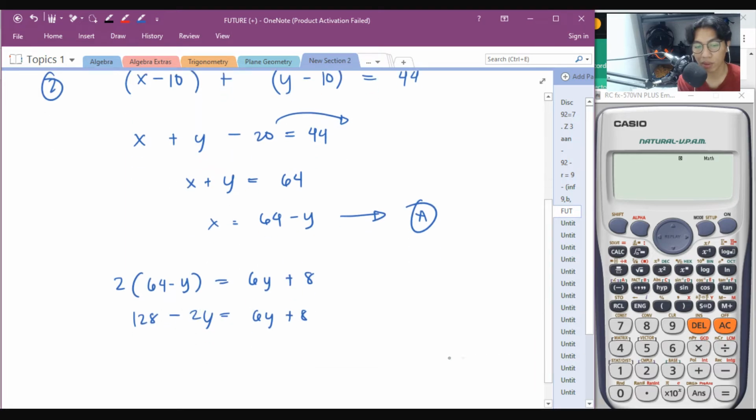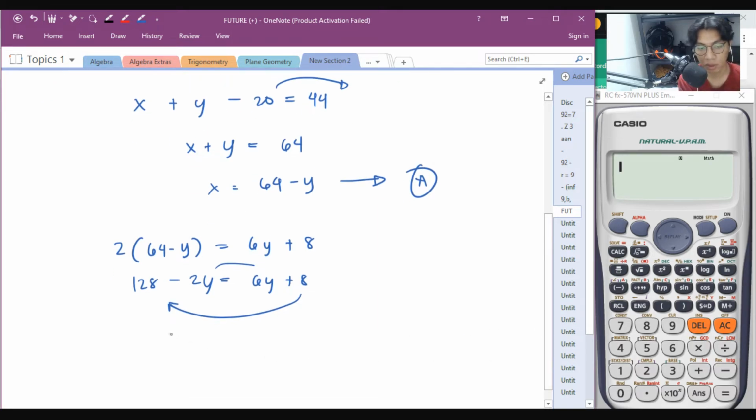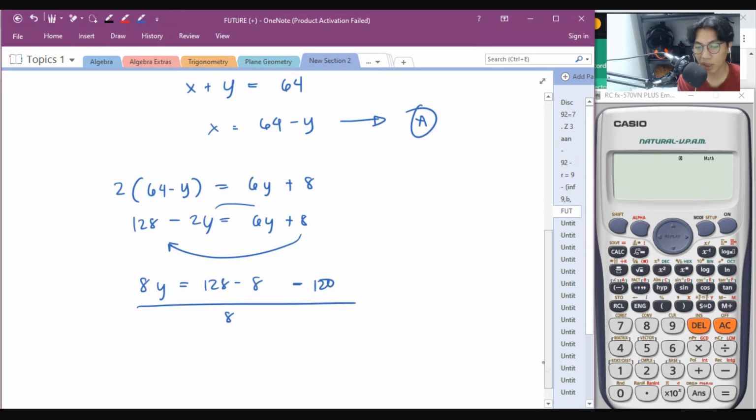Okay. So, pagsamahin natin yung mga magkakaparehas. Okay? So, that will become 8y. And then, 128 minus 8. I think that is 120. We divide both sides by 8. So, the value or age of Paul will be 120 divided by 8.